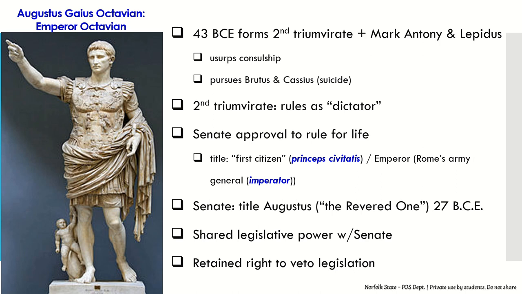Besides Julius Caesar, one of, I think, the most successful Roman emperors was actually Octavian, who again was part of a triumvirate which ruled as a dictator. It was Octavian, Mark Antony, and Lepidus, but eventually he kind of triumphs over the others. And so his title was the first citizen. And so sometimes you will hear, for example, the president being called the first citizen. The Senate gave him the title Augustus, so Gaius Octavian, and then Augustus was added by the Senate to apparently make him the revered one.